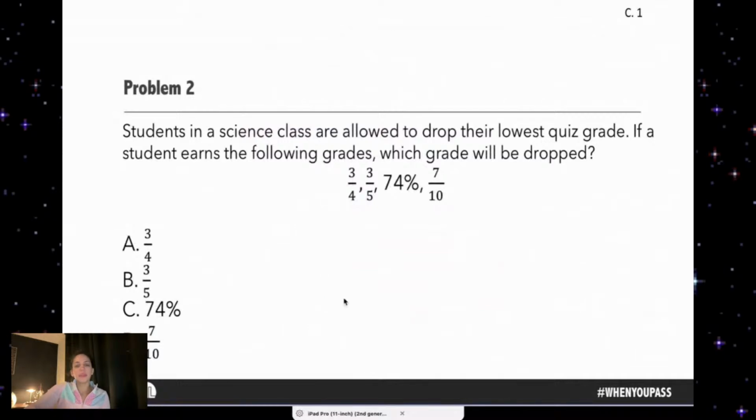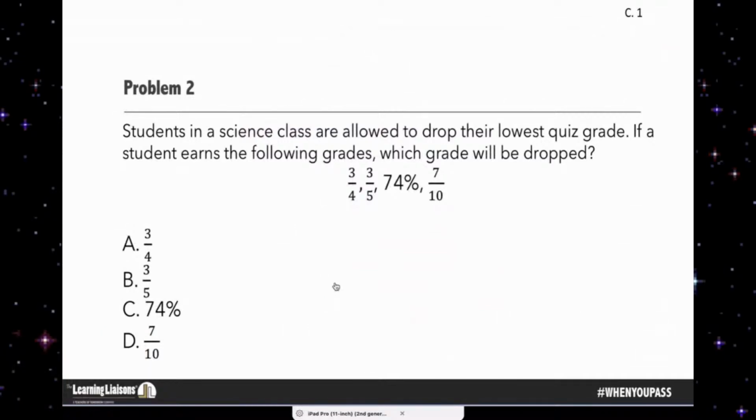Students in a science class are allowed to drop their lowest quiz grade. If a student earns the following grades, which grade will be dropped? 3 out of 4, 3 out of 5, 74%, or 7 out of 10.